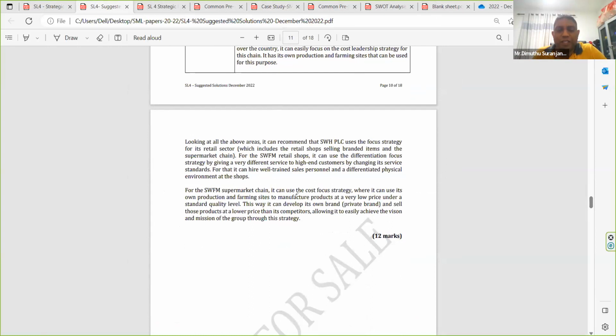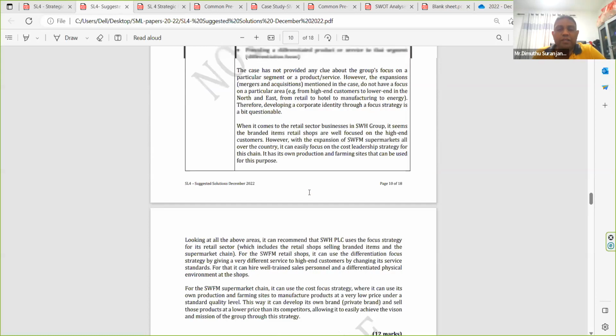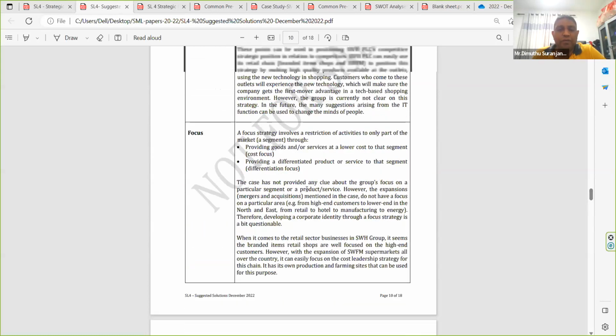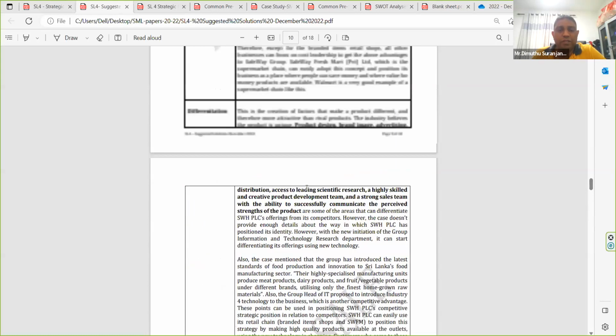For the established supermarket chain, it can use the cost focus strategy where it can use its own production and farming side to manufacture products at a very low price under a standard quality level. This way, it can develop its own trade and sell those products at a lower price than its competitors, allowing it to easily achieve the vision and mission of the group through this strategy. But he's not connecting this to the number of outlets they have. See here.